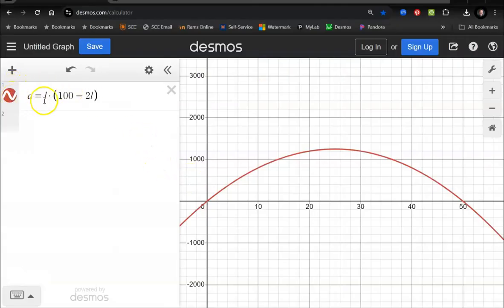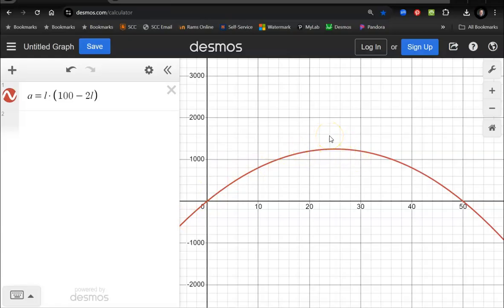Okay, so I actually typed it in like the equation we had to begin with. Desmos is smart enough to understand what we're talking about. It doesn't need x's, so you can see I did A equals L times 100 minus 2L. It generates this quadratic graph, or this parabola. And that should make sense to you because we're trying to figure out the maximum area, and the only way to have a maximum is for the graph to have a maximum.